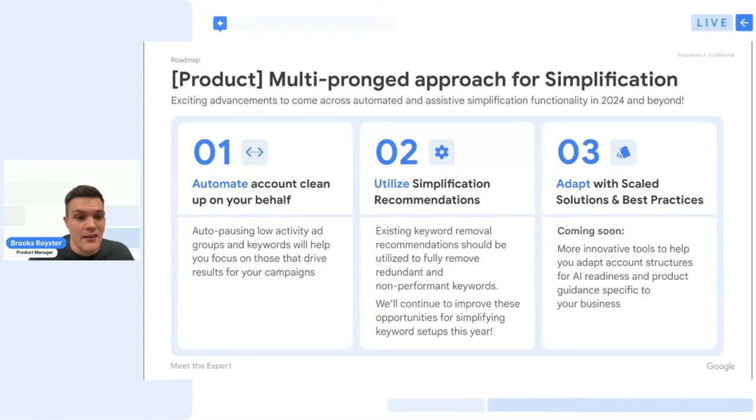In terms of automation, we're really excited to perform a lot of this account cleanup on your behalf using things like auto-pausing low activity ad groups, which was recently launched, and then also things like auto-pausing keywords with low activity to really help you focus on those things that are going to help drive performance. And then in terms of assistive technologies, we're really excited about simplification recommendations and their improvements. So things like the existing keyword removal recommendation, and its role to help you fully remove redundant and non-performant keywords. We want to continue to expand things like this to make them even more scalable, more useful, and ways in which you can engage with accomplishing the simplification goals.